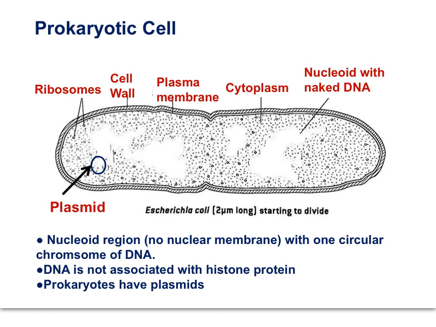In this slide, I have once again emphasized the unique characteristics of prokaryotic DNA. There's a nucleoid region, there's no nuclear membrane, with one circular chromosome of DNA. The DNA is not associated with protein, not associated with histone protein, and prokaryotes have plasmids, these rings of DNA that lie separate from the single loop in the nucleoid region.